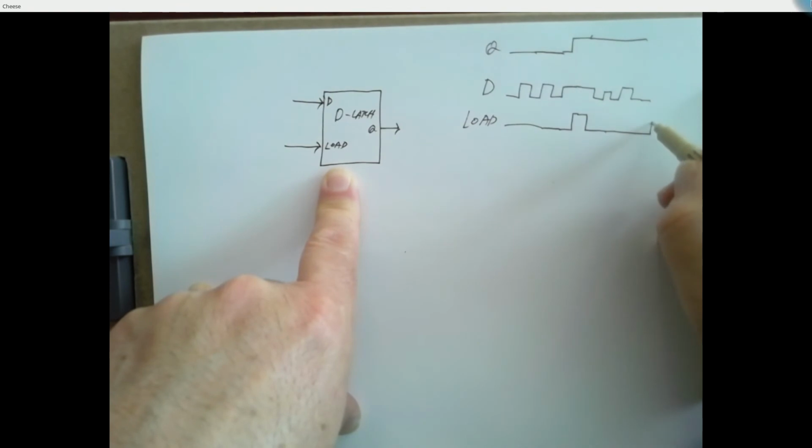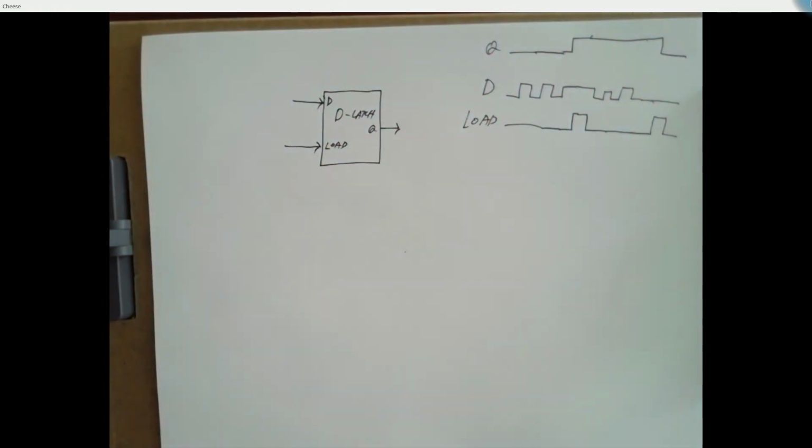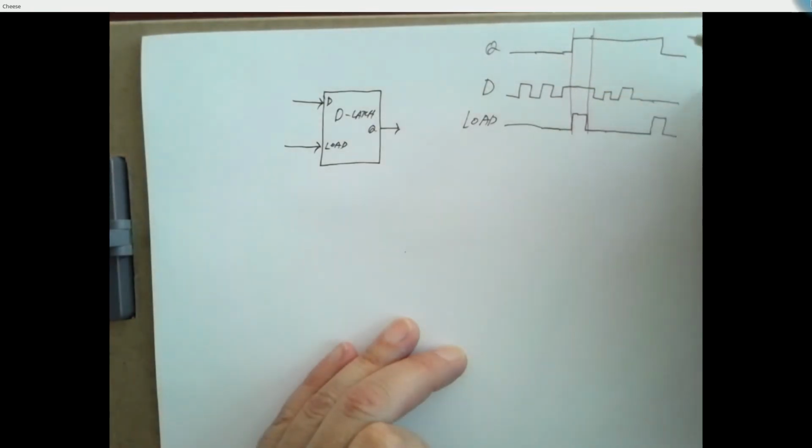But over here, if I raise the load input, at that point, the output's going to go low. So all the action is happening when this load input is high.